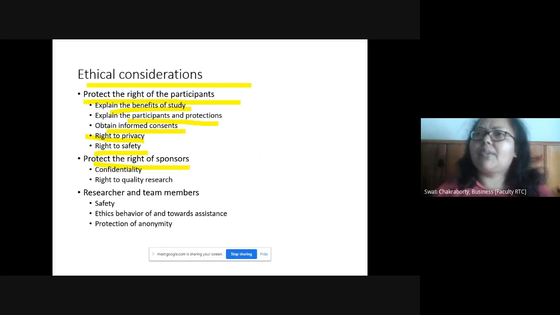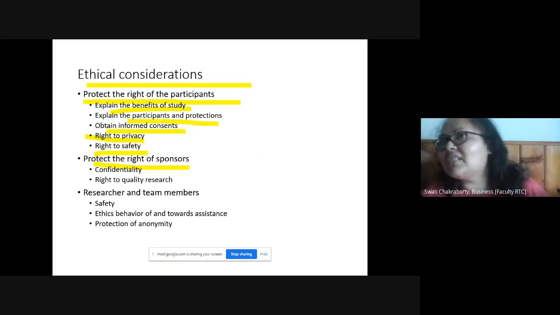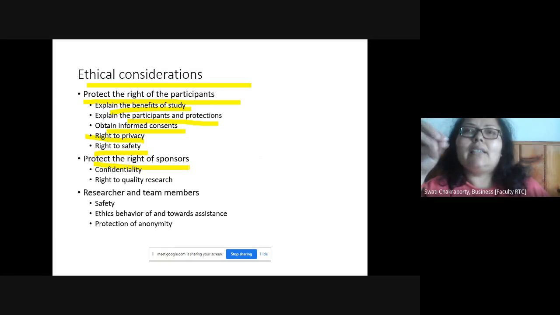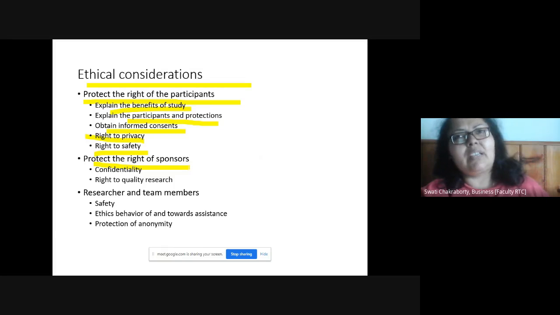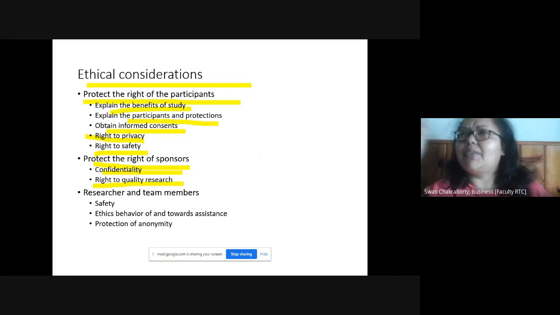Protect the rights of sponsors. Sometimes companies hire research agencies to do research. Say they want to launch a new product and do a market survey to see how people respond to it and to find out the prices. In that case, these companies don't want their names to be revealed. Why? If it's revealed in the market, competitors come in, so that market can be taken away. They don't want the research agencies to reveal the names. So confidentiality of the sponsors should be there, and the research should be really quality, proper research, because someone is funding it.